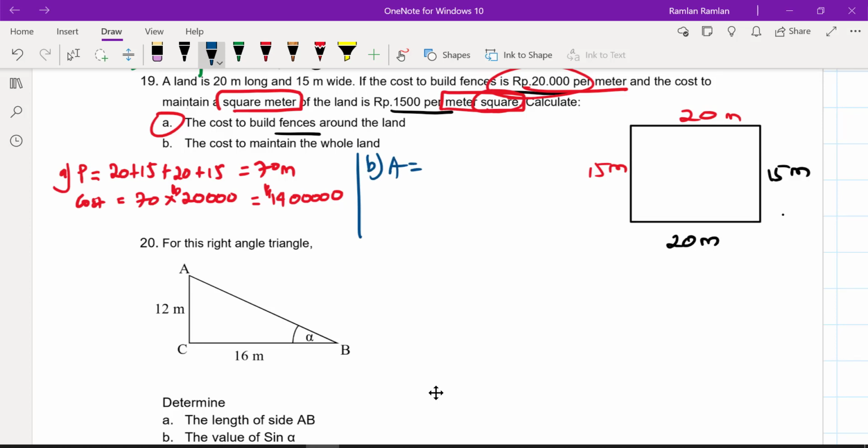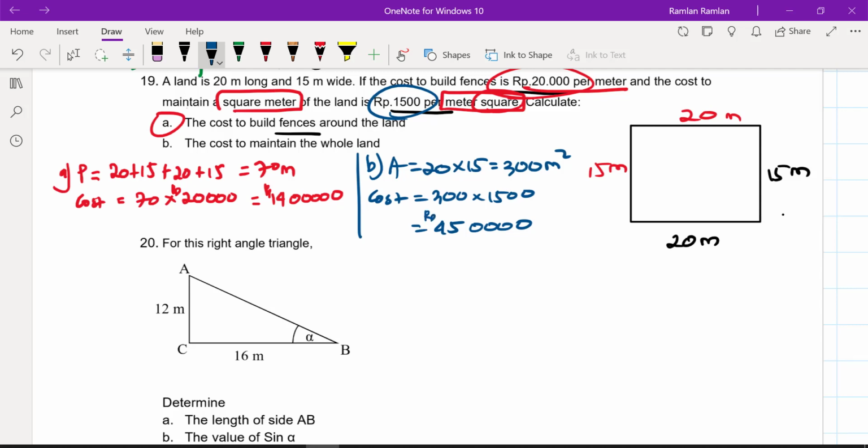Since this is a rectangle, the area is just length times width. That'll be 20 multiplied by 15, which equals 300 meter square. Now the cost to maintain the land is this one here per meter square. So you only need to multiply that 300 with 1,500, right? That will equal 450,000 rupiah.